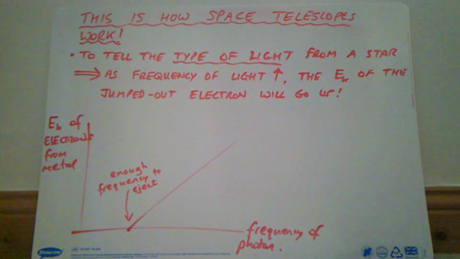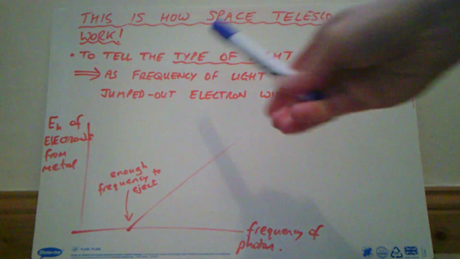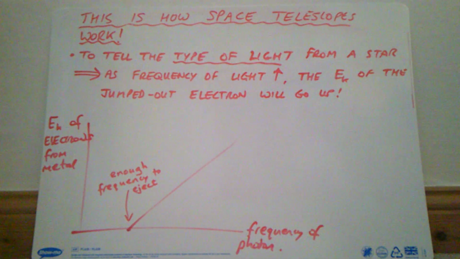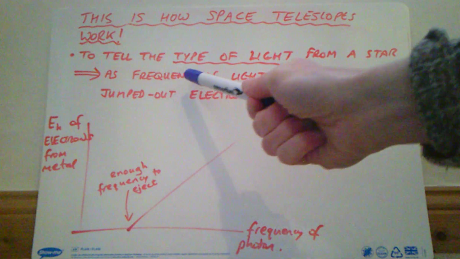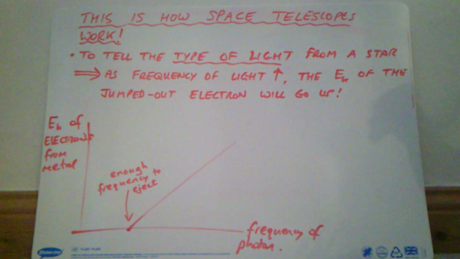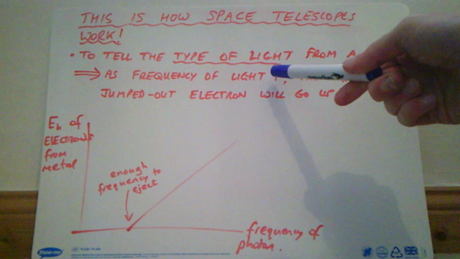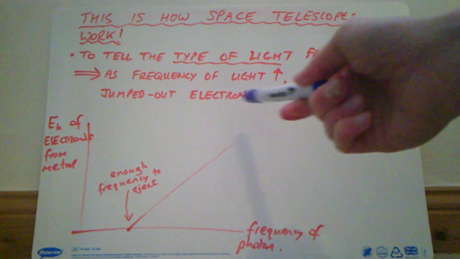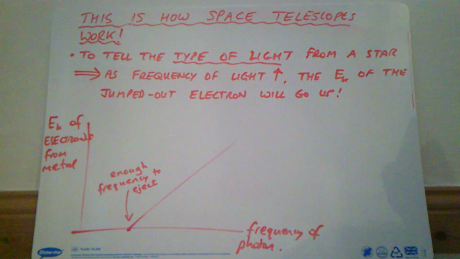And this is how space telescopes work. We know that astronomy is done in many different types of light, well, the entire spectrum. And to tell the type of light from a star, so is a star giving out ultraviolet light, or is it giving out X-rays, whatever, then we say, well, as the frequency of the incoming light photons goes up, because you're going, for example, from visible to ultraviolet to X-ray to gamma, so the frequency is going up, the kinetic energy of the ejected electrons will go up. Do you remember? Any leftover energy goes to the kinetic energy of the electrons.